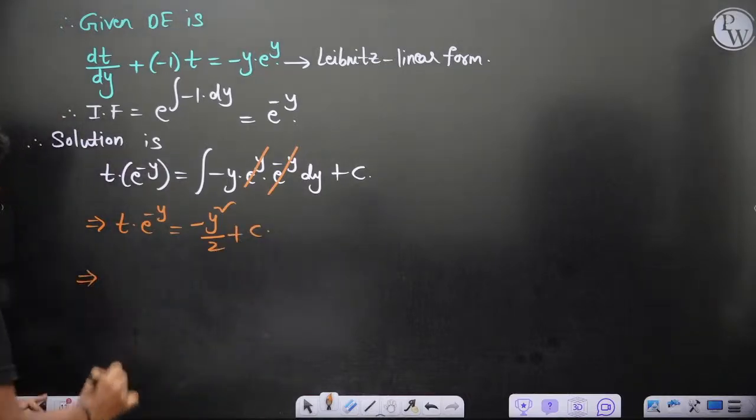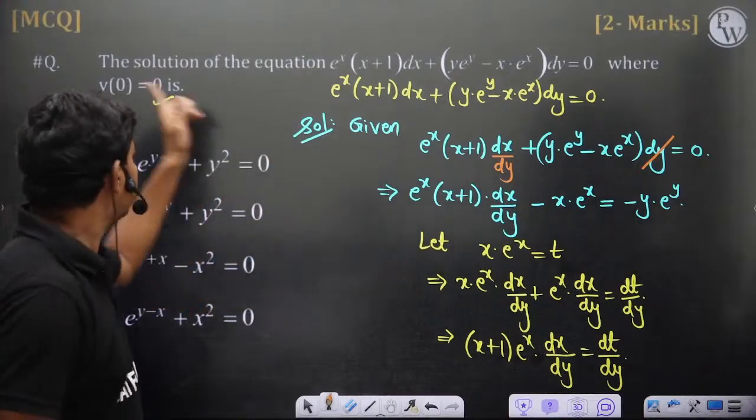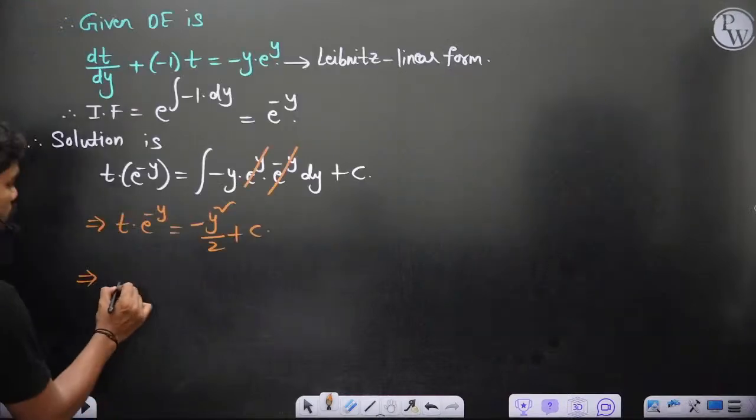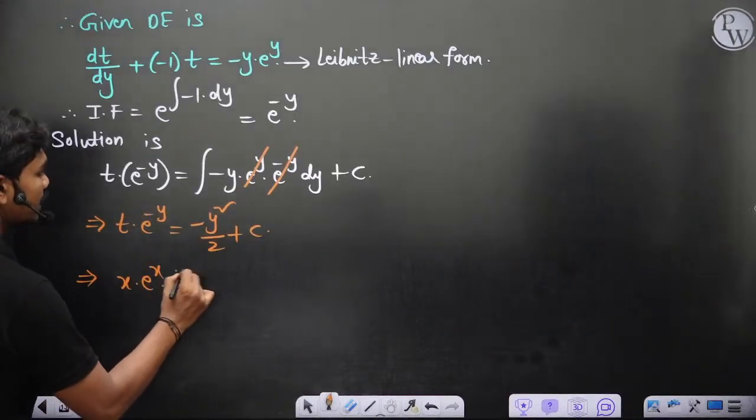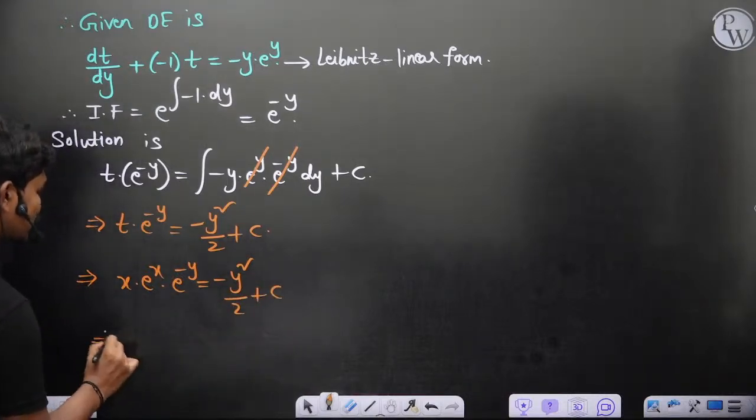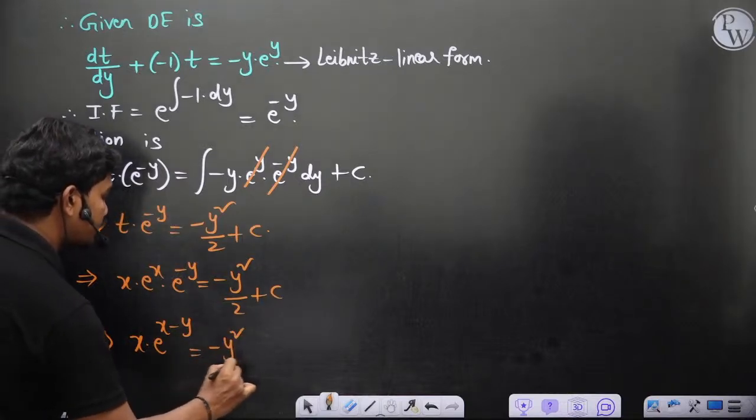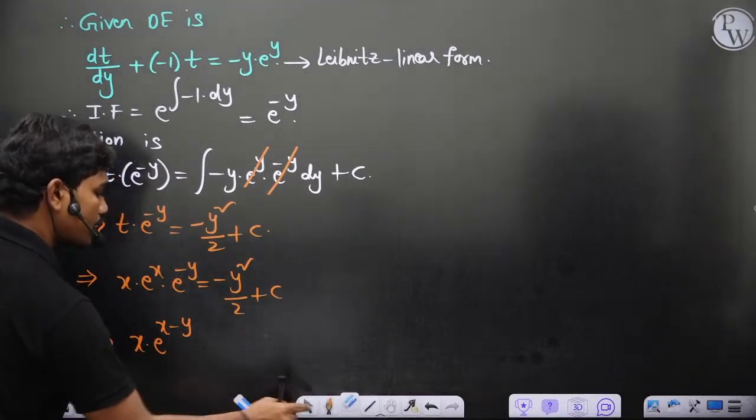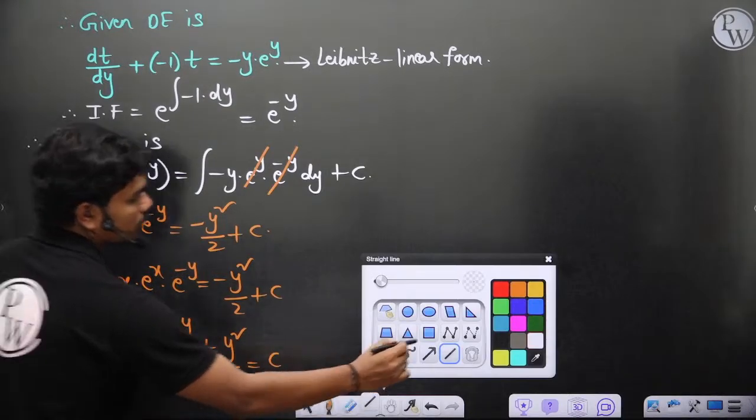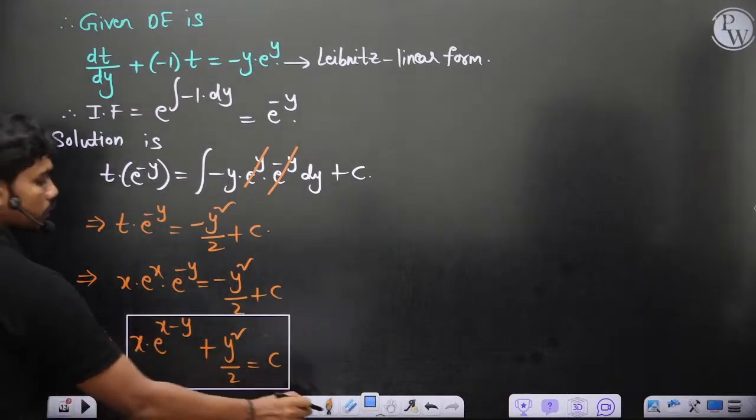So what is t? Because the actual equation is in terms of x and y, the final solution should also be in terms of x and y before you substitute the boundary conditions. So t is actually x into e power x. Let's get it back. So x into e power x into e power minus y is equal to minus y square by 2 plus constant. So this tells you x into e power x minus y plus y square by 2 is equal to a constant. So this is a constant value.